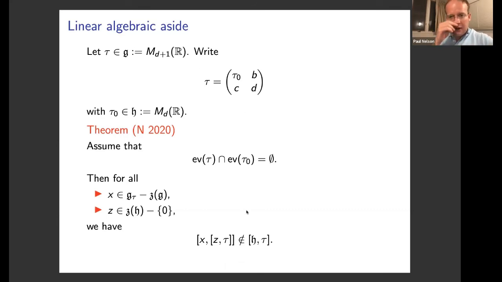So there's some linear algebra fact which says that, so G here is the Lie algebra of D plus 1 dimensional matrices, H that for D. And it says that all elements X that centralize tau but are not central, and all elements Z that are central in H but not 0, so you could take Z to be 1s on the diagonal and 0 in the last entry, for example, don't satisfy this kind of commutator relation.